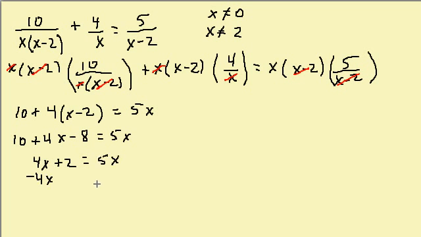Subtract 4x from both sides. I get x equals 2. And you can see that's one of my restrictions. So x cannot be 2. So my answer is no solution.